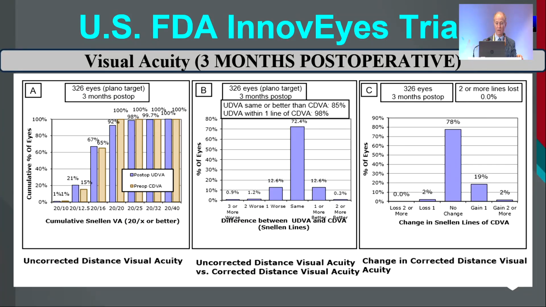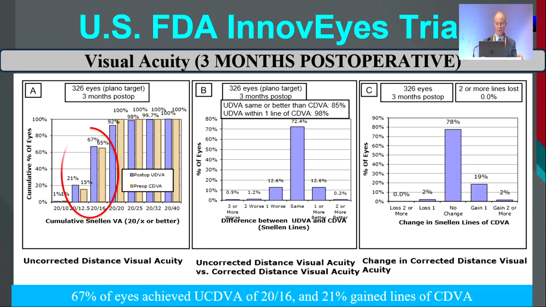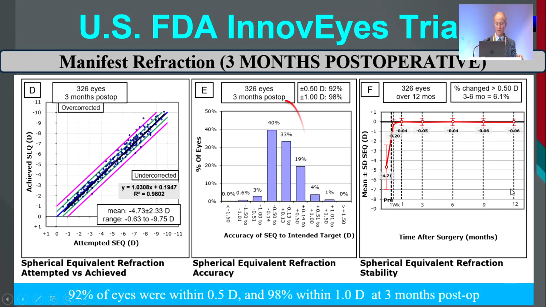Looking at the data here side by side, you can see again 67% 20/16. Lines of vision gained is about 19%, 1 line, and 2%, 2 lines, so 21% altogether. Also looking at the manifest refraction, 98% within 1 diopter, and you can see this nice cohort where they're tightly in that range, and good stability over the 3 months and ultimately 1 year follow-up.